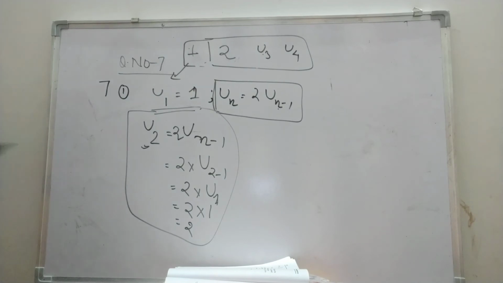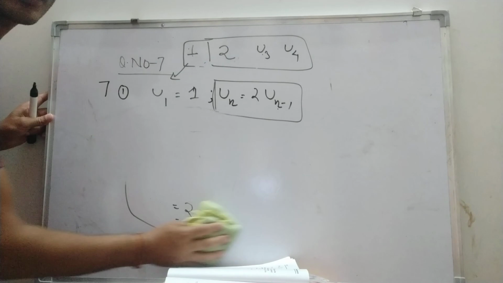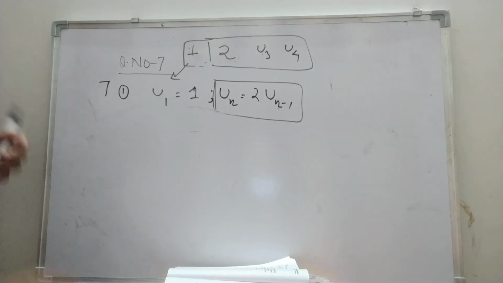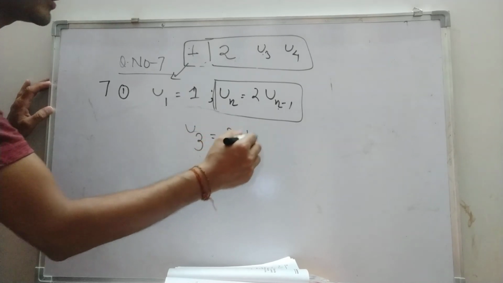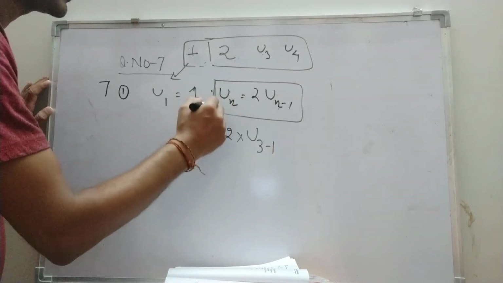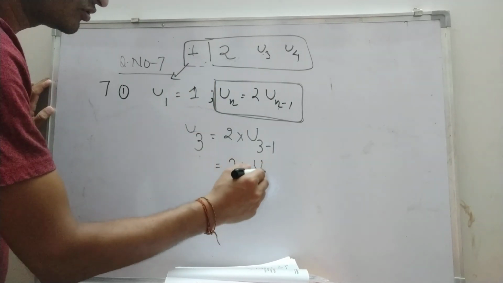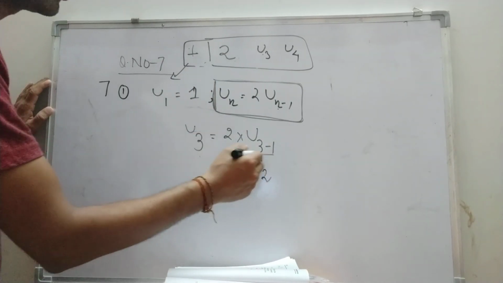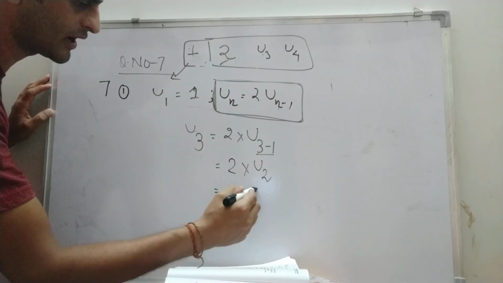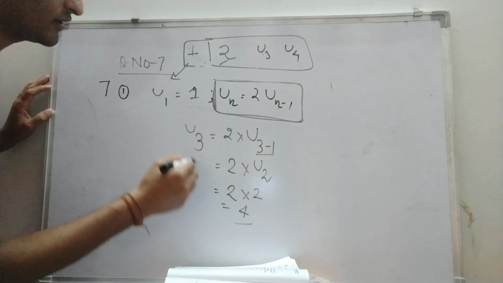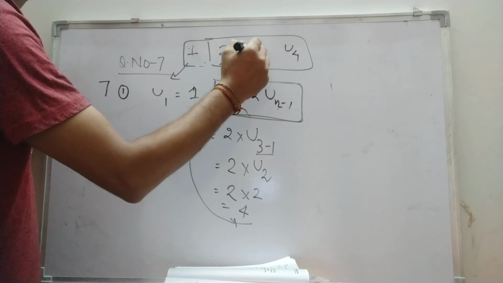So similarly students, we will go for u3. Let us understand how we will find u3 in this question. u3 means what? 2 multiplied by u3 minus 1, because this part is already given in the question. 2 multiplied by u3 minus 1, that means u2, which you found is 2, so 2 times 2, and you find u3 as 4.